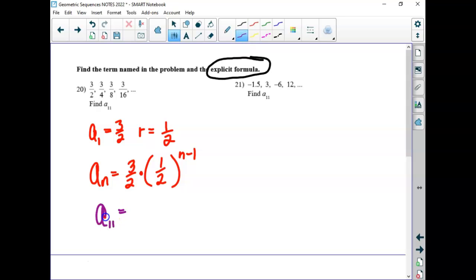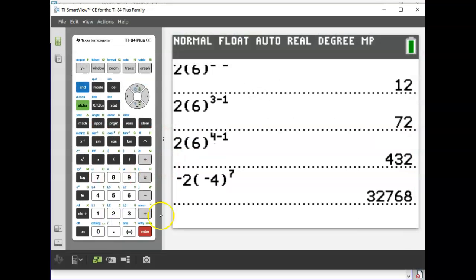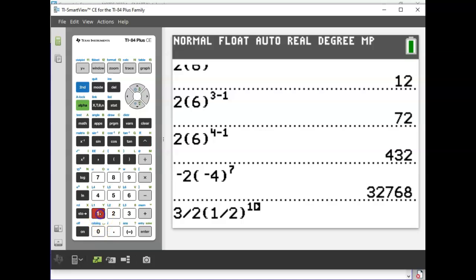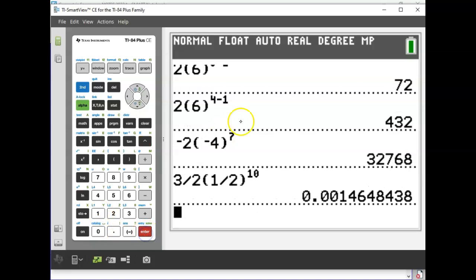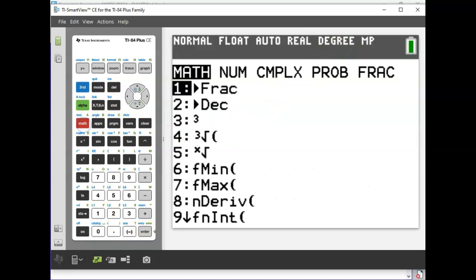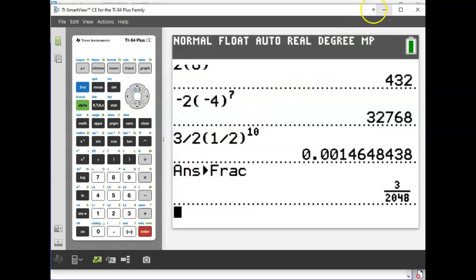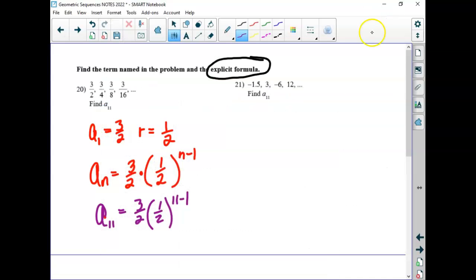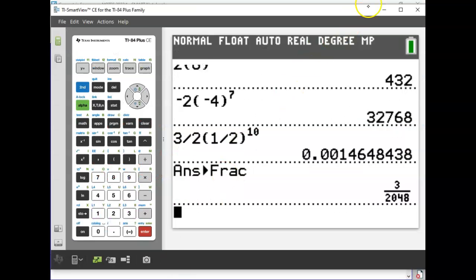A sub 11 would be 3/2 times 1/2 to the 11 minus 1, or the 10. So 3/2 times 1/2 to the 10, is that what it was? Math, enter, enter. Did I do it right? Did someone else get that? 3 over 2048?